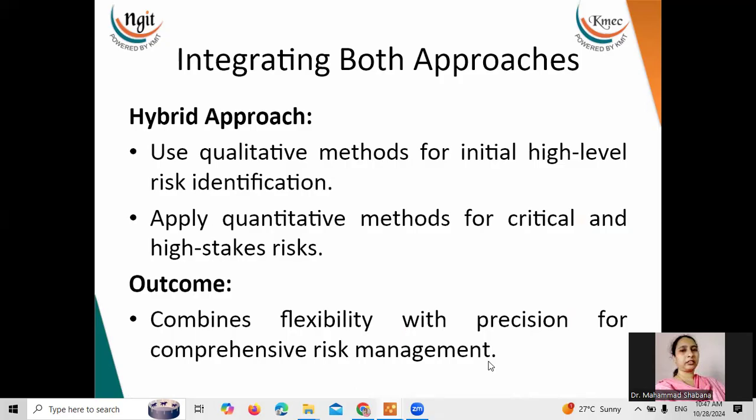Often, the best approach is to integrate both the qualitative and quantitative methods. You can use qualitative methods to identify risk broadly and then apply quantitative methods to the most critical risks. This gives a complete view of the risk, both in terms of understanding the nature and the precise financial implications.